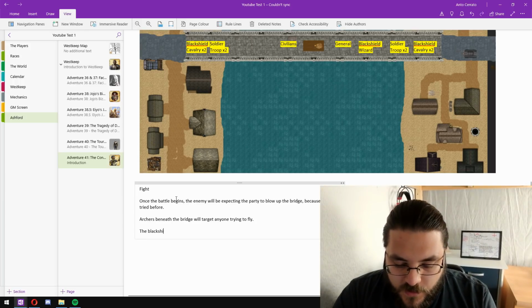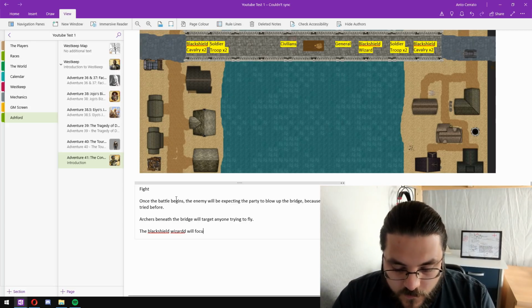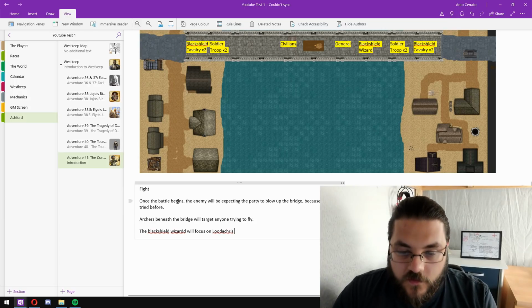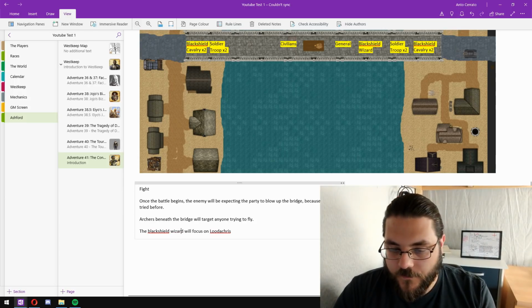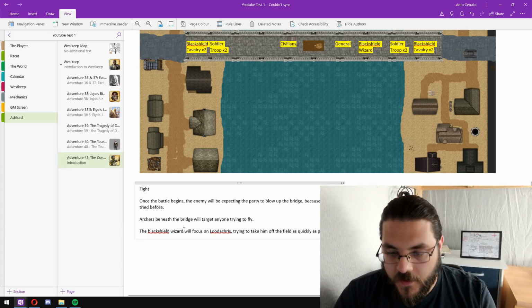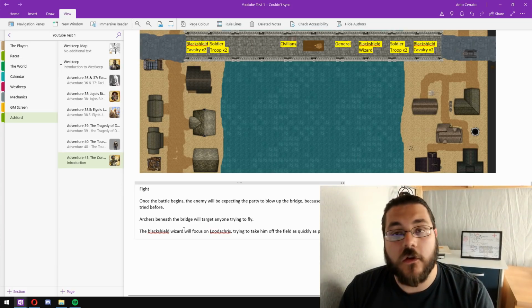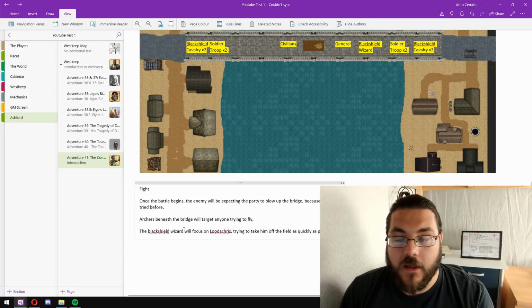The Black Shield Wizard will focus on Icarus, who is our party's wizard, trying to take him off the field as quickly as possible. What this means is that Black Shield Wizard, who's got some nasty spells, isn't going to hold back.